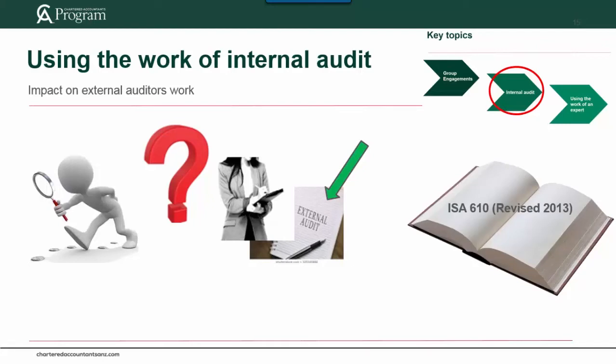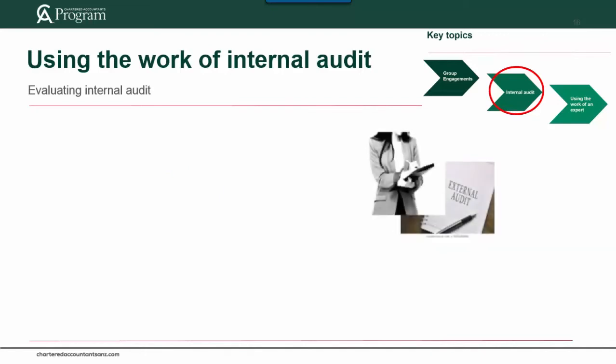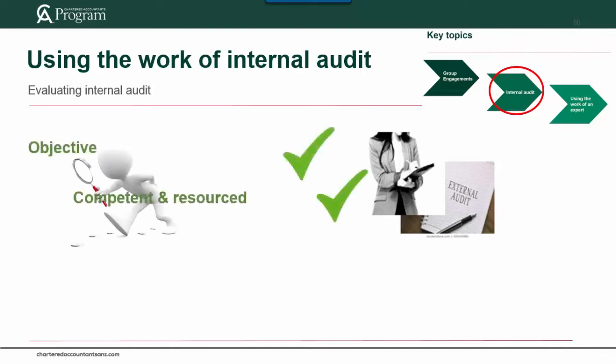ISA 610 Revised outlines when it is permissible to utilise the work of internal auditors, and if so, to what extent. Before performing a specific review of internal audit's work, the external auditor needs to determine whether the work of internal audit can be used. The external auditor will need to evaluate whether internal audit is objective, technically competent and adequately resourced, and systematic and disciplined in their approach, including quality control policies and procedures. The auditor should not use the work of internal audit if there are any concerns about any of these factors.